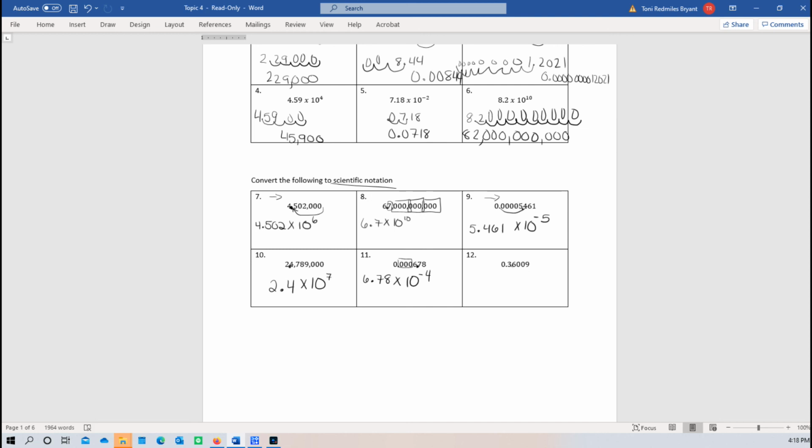Last one, this one doesn't change much. It's going to be 3.6009, and in a science class you would be able to round those. I just want to make sure you know where to put the decimal right now. That's why I haven't taught you about the rounding. And it's going to be to the -1 because you got to move it one place.